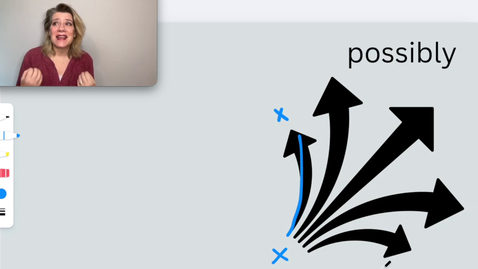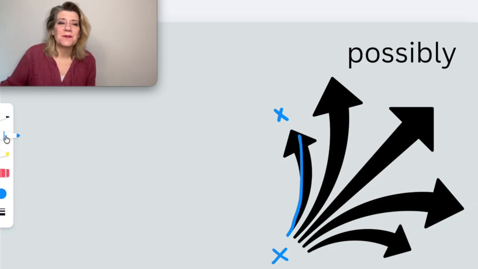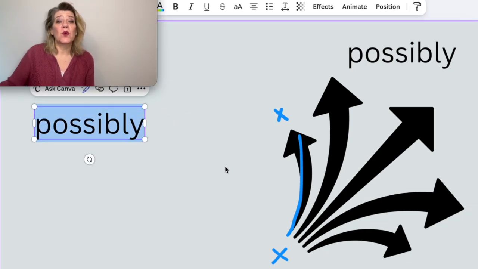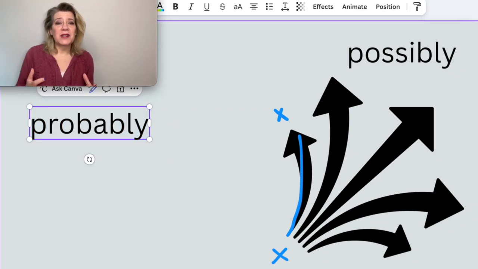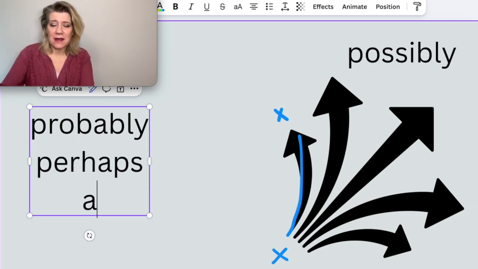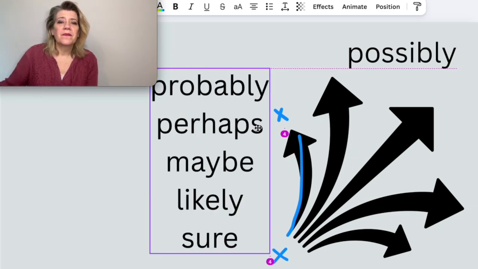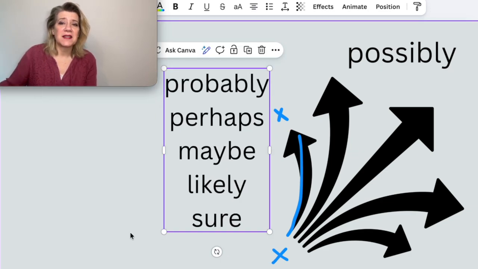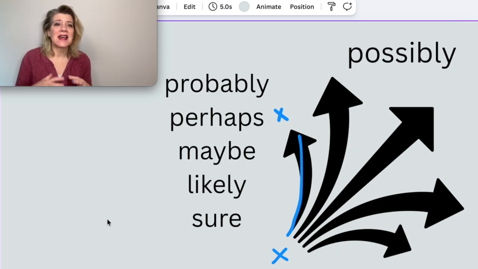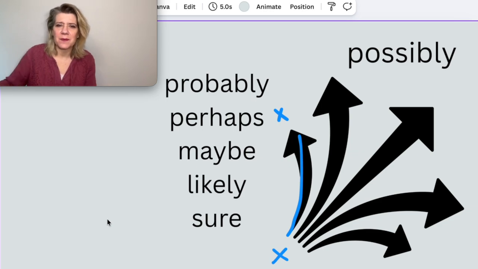It means it's probably, and that's another word. Probably means more than possible. Probably means maybe 80%, and possibly is maybe 50% or less. Perhaps, maybe, likely, or sure are other synonyms. These are some synonyms for possibly. Possibly carries with it this idea that you can do it, but there might be some hiccups along the way.